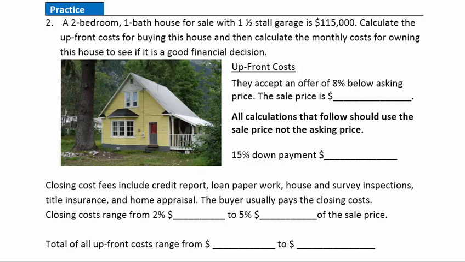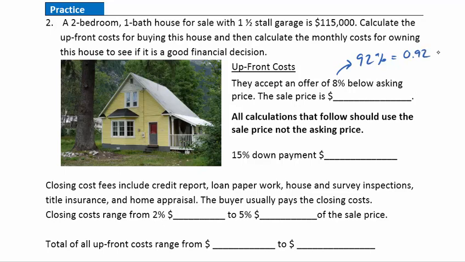All right, practice problem 2. A 2-bedroom, 1-bathroom house is for sale with a 1.5 stall garage, and they're asking $115,000 for it. Calculate the upfront cost for buying this house, and then calculate the monthly costs and see if it's a good financial decision. So first of all, upfront cost. They accept 8% below the asking price. So if they accept 8% below, we're going to have to pay 92%, which as a growth factor is 0.92.